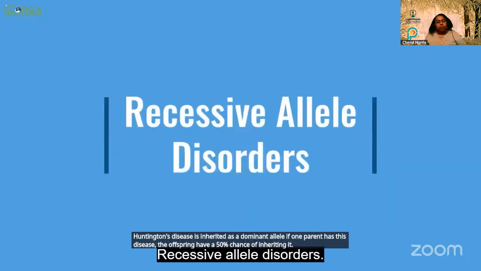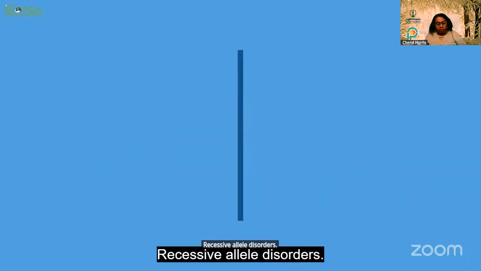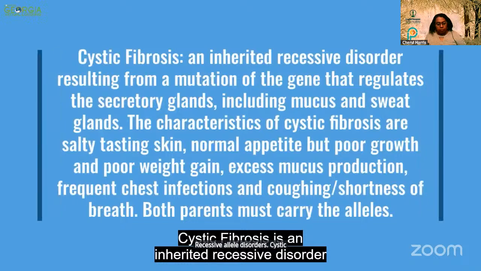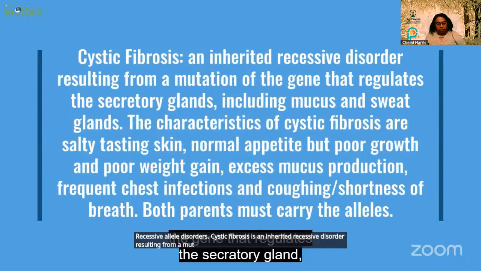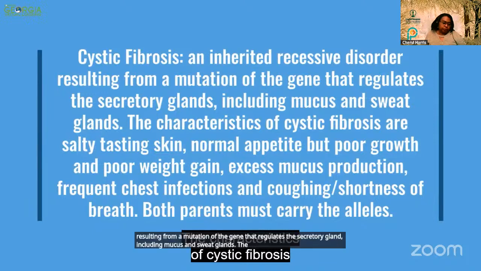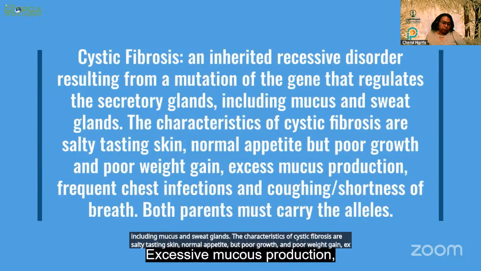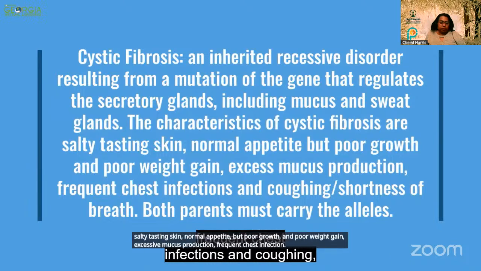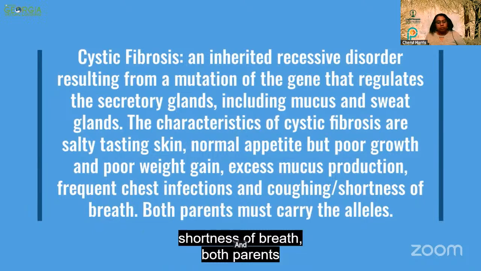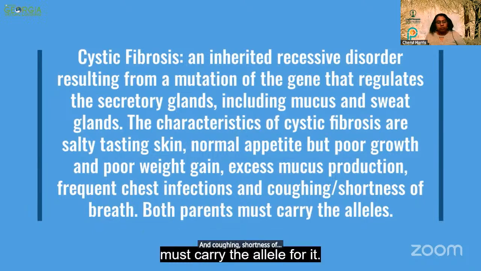Recessive allele disorders. Cystic fibrosis is an inherited recessive disorder resulting from a mutation of the gene that regulates the secretory glands, including mucus and sweat glands. The characteristics of cystic fibrosis are salty tasting skin, normal appetite but poor growth and poor weight gain, excessive mucus production, frequent chest infections, and coughing, shortness of breath. Both parents must carry the allele for it.